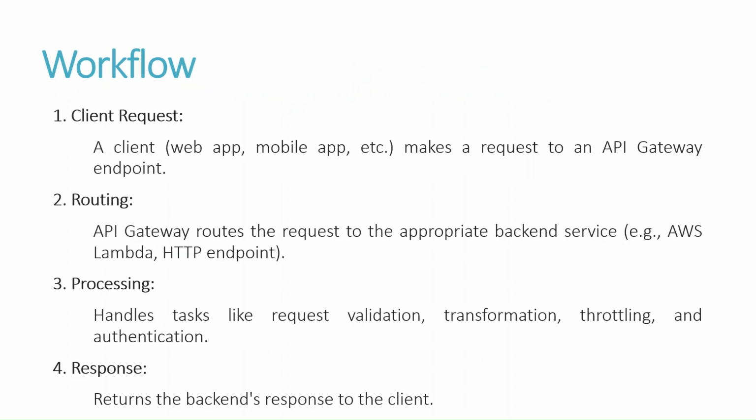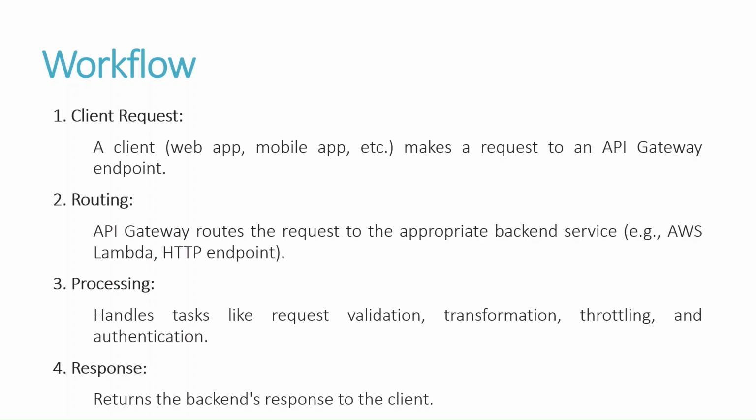Now let's see how AWS API Gateway works. So firstly, client request. A client like a web application or mobile application makes a request to an API Gateway endpoint. So the user applications, like a mobile application, web application, or any device, send a request to the API. So the request is sent to an API endpoint, which is like a main entrance for your API.